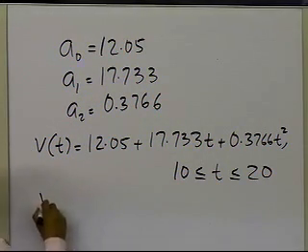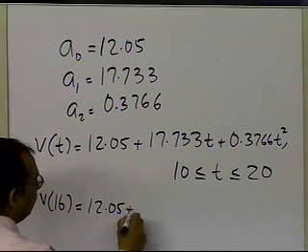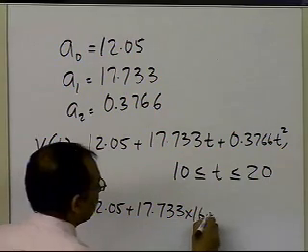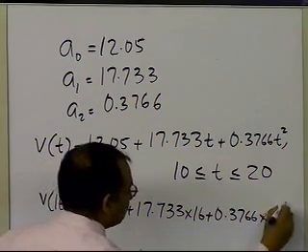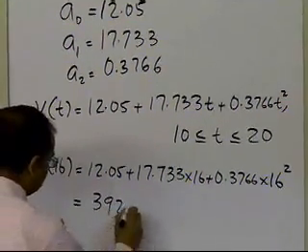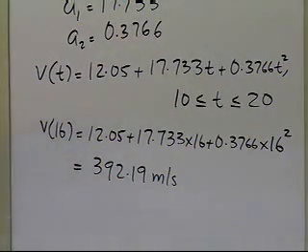So now I want to find the velocity at 16. It turns out to be 12.05 plus 17.733 times 16 plus 0.3766 times 16 squared. And this value here turns out to be 392.19 meters per second. And that's the value of the velocity which you're getting at 16.